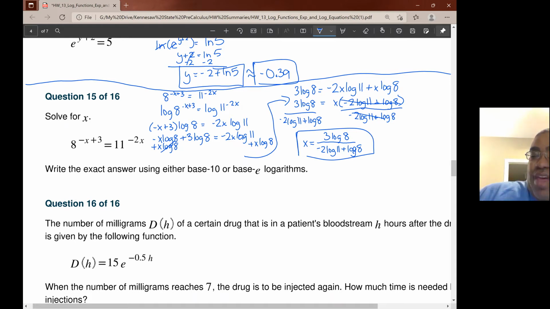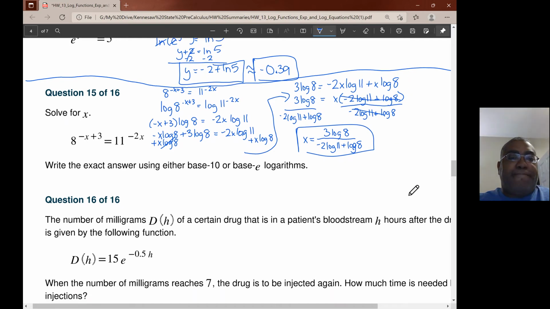I know you may not feel this was fun. I enjoyed that. I thought that was pretty cool. It's algebra, and you use a logarithmic property to move the exponents in front. But after that, this is all algebra. Okay, if you have any questions with this, definitely feel free to ask.